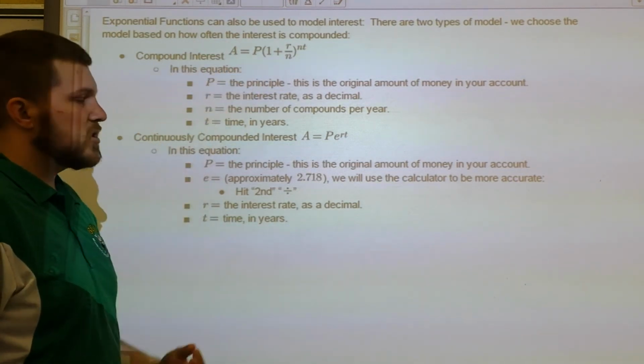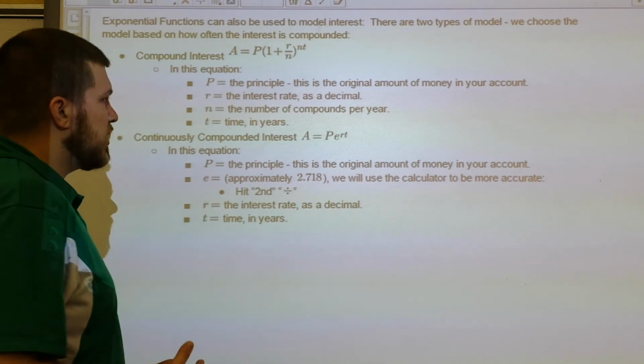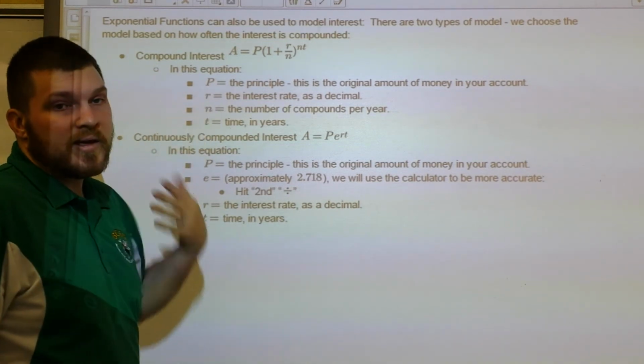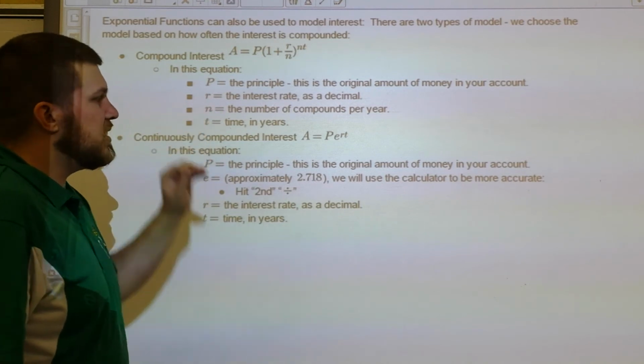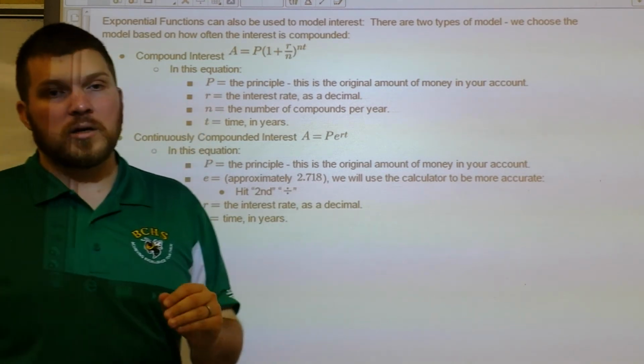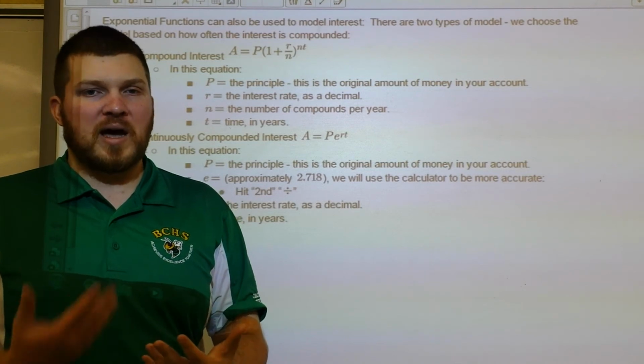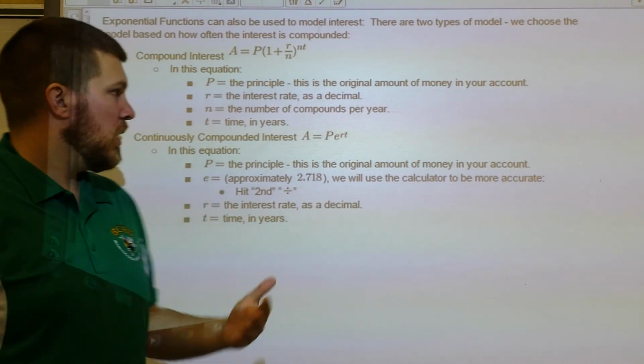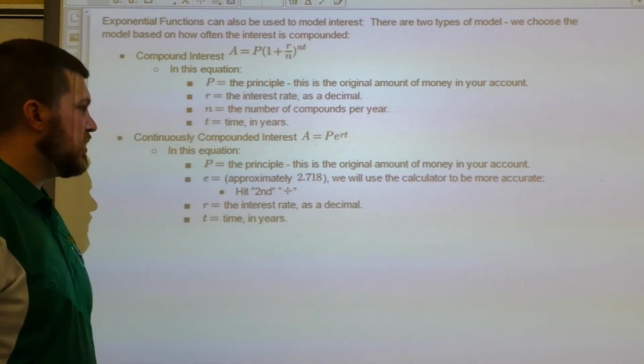Here, P is called the principal. That's the original amount of money in your account. R is your interest rate. Again, we want that as a decimal. N is the number of compounds per year. So how many times does the bank calculate the interest that you owe them? Okay, so that's N. And then T is the time in years.